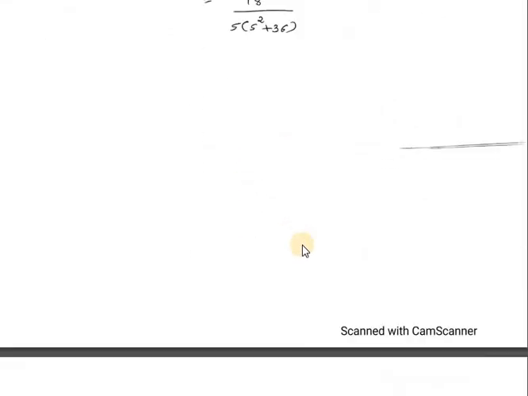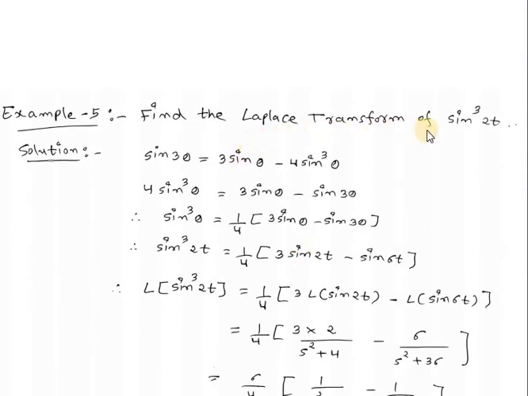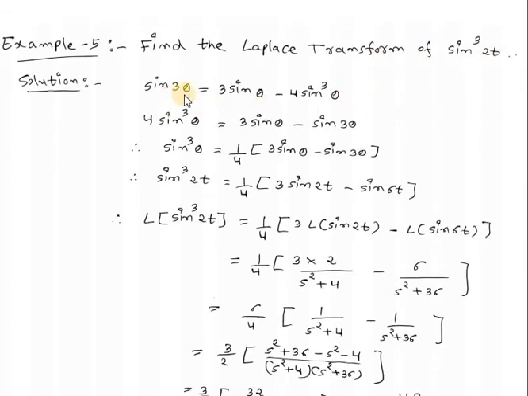Now let us discuss example number 5. Find the Laplace transform of sin cube 2t. So here we know the formula sin 3 theta is given by 3 sin theta minus 4 sin cube theta. Therefore 4 sin cube theta can be written as 3 sin theta minus sin 3 theta. Therefore sin cube theta is written as 1 divided by 4 in bracket 3 sin theta minus sin 3 theta. So here we have to find sin cube 2t, so we will replace theta by 2t. So it will be 1 divided by 4 in bracket 3 sin 2t minus sin 6t.